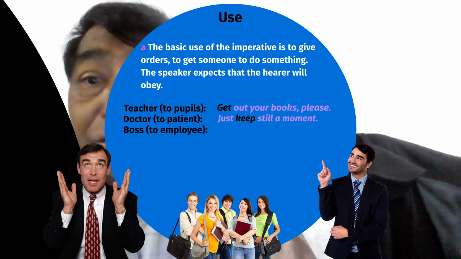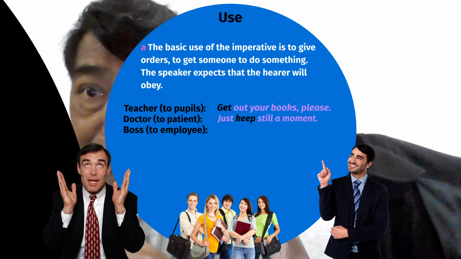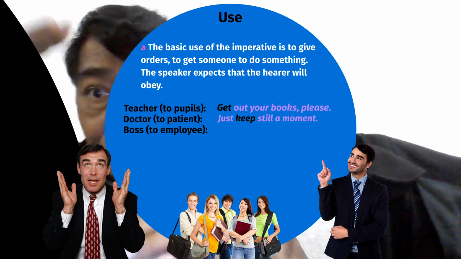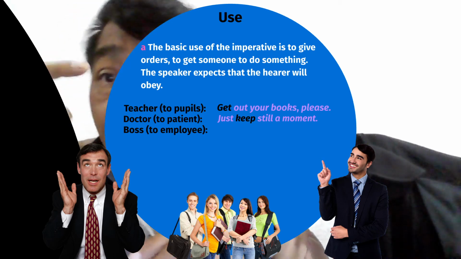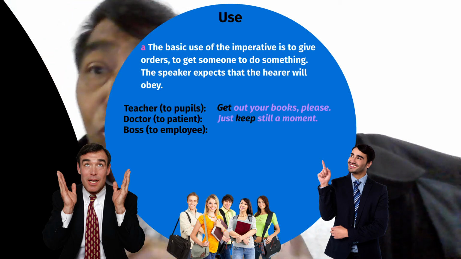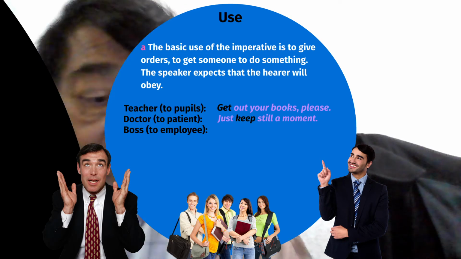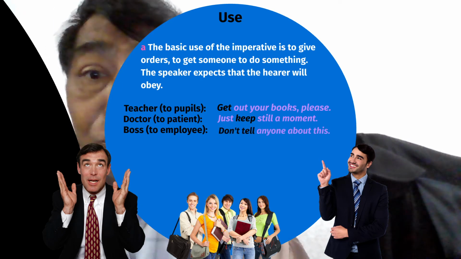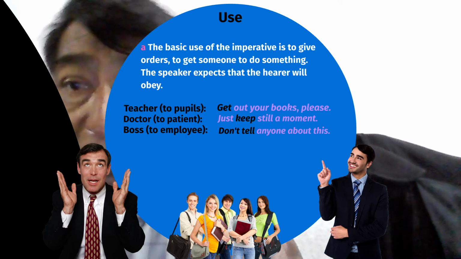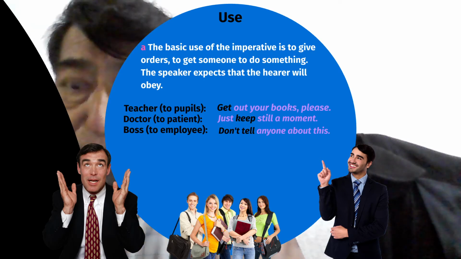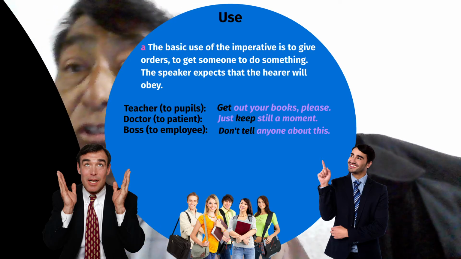So the boss and the employee. You have a boss, okay? You are working for a company and the boss is the maximum authority in the company. And you are the employee. So you receive an order from the boss, you receive a command. The boss is giving an imperative to you. This is, don't tell anyone about this. Okay, this is a secret. Don't tell anyone about this. Okay, this is what your boss told you.